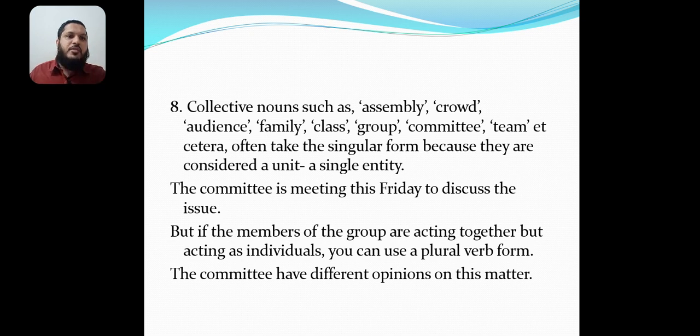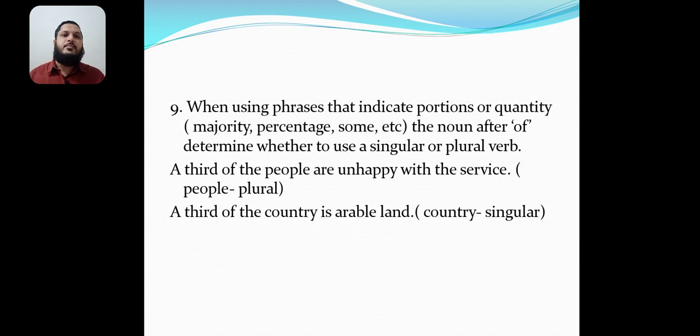For example, the committee have different opinions on this matter. So here each member is considered, that's why we have a plural verb. Okay, the committee have different opinions on this matter. Usually they take a singular verb, but if we refer to each one in the committee or in the team or in the group, we can use a plural verb.